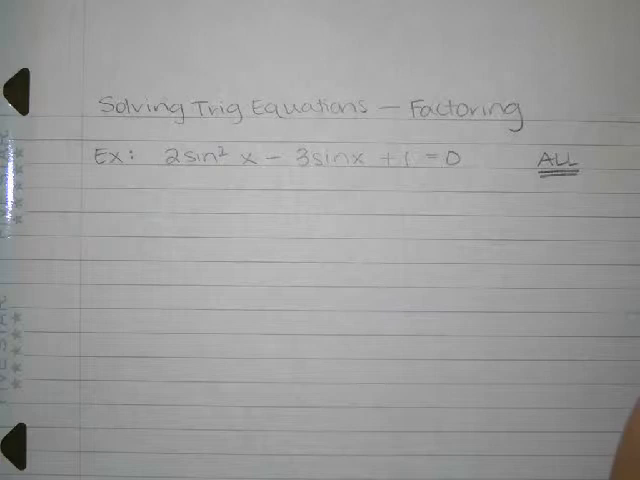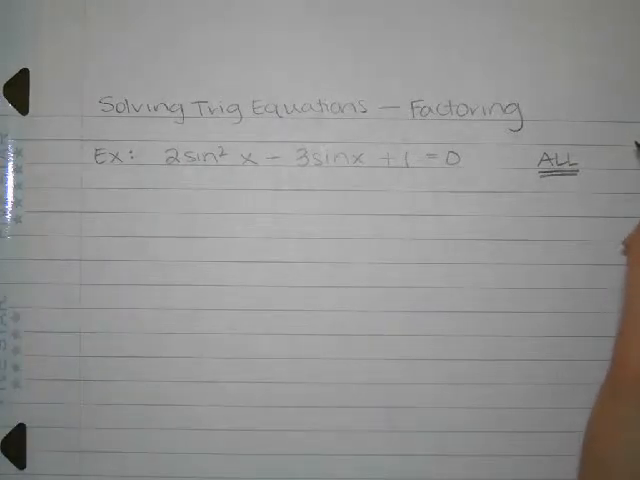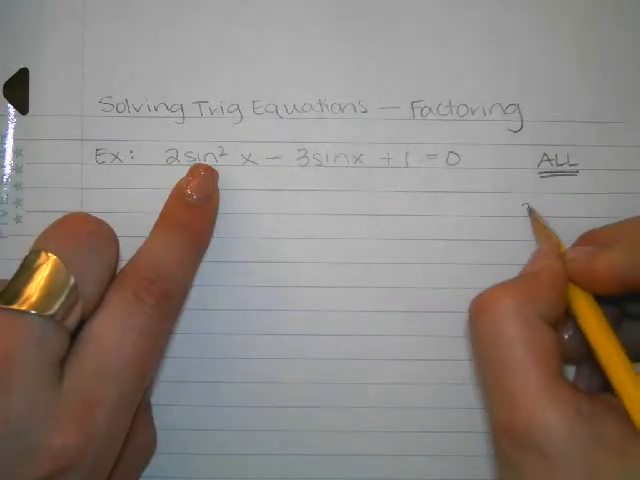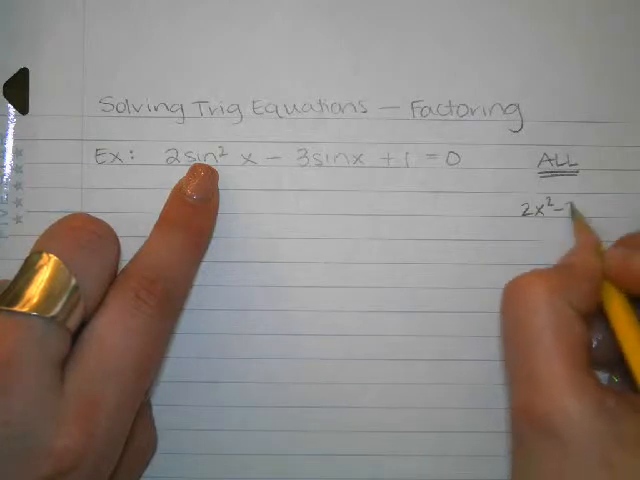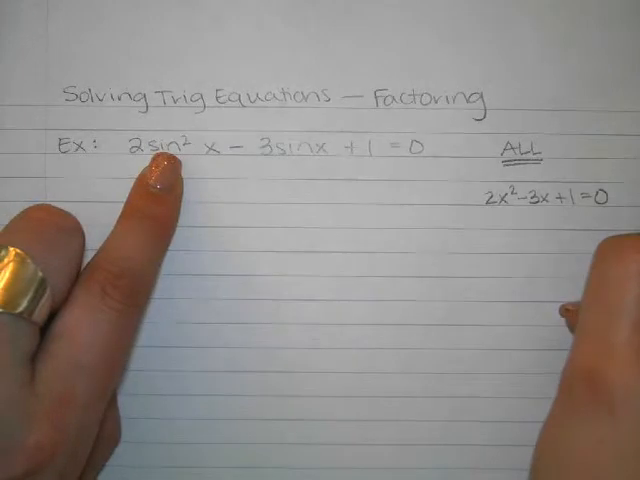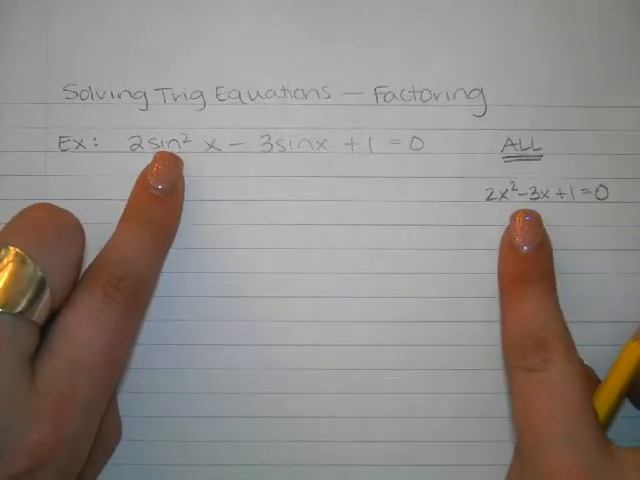Okay, so we're solving for x, and the problem is 2 sine squared x minus 3 sine x plus 1 equals 0. So some students have a hard time thinking about factoring when it's written like this. So off to the side, if you want to write 2x squared minus 3x plus 1 equals 0, that is technically what we're doing. We're just doing sine x instead of regular x.